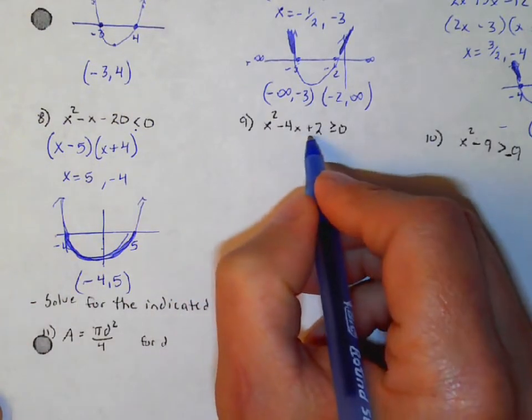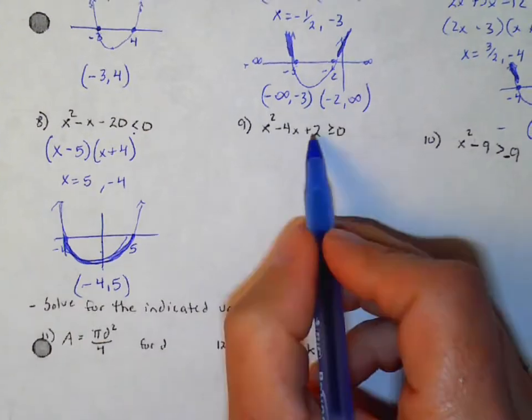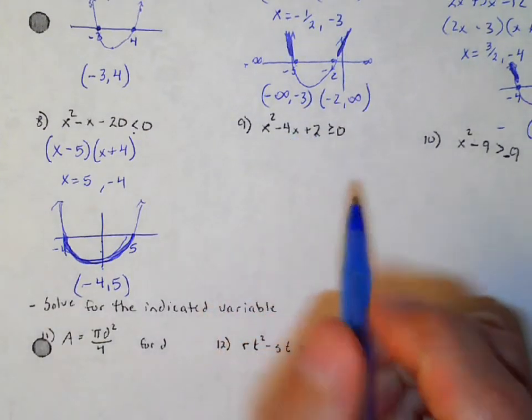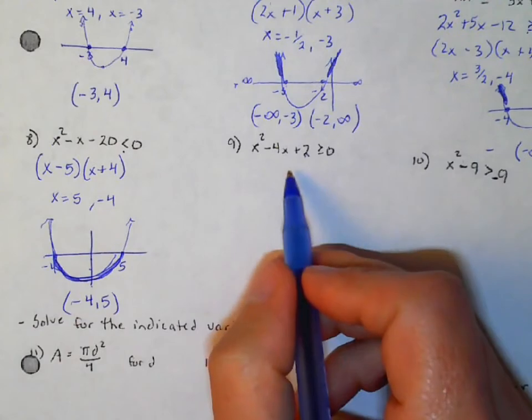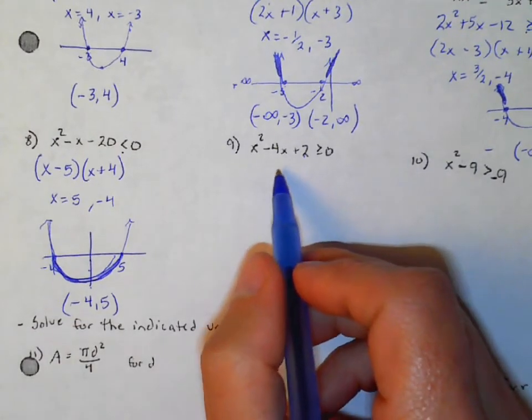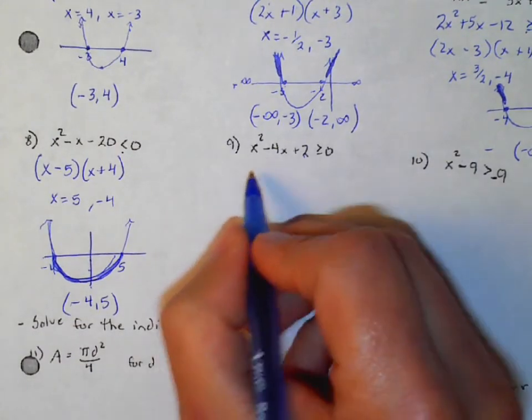Okay, now this one won't factor. Nothing will multiply to give you 2 and it had to be negative 4. So we're going to have to use another method. So you can either use completing the square or the quadratic formula, whichever you prefer. I'm going to use completing the square.